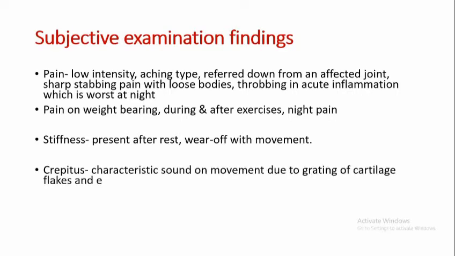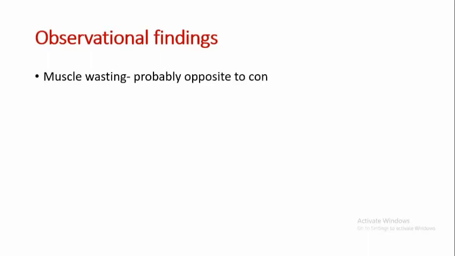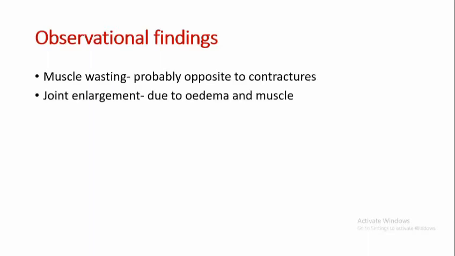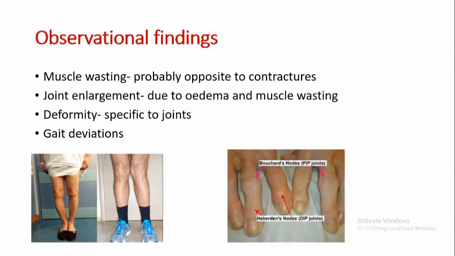Loss of functionality. Due to observational assessment. Muscle wasting, probably opposite to contractures. Joint enlargement due to edema and muscle wasting. Deformity, specific to joints. Gait deviations, look at the pictures below.